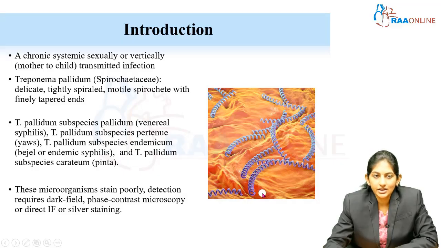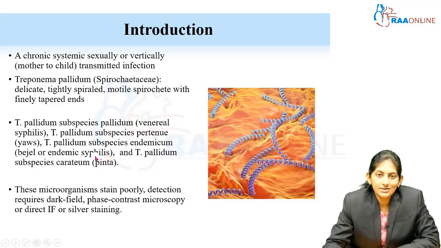So in the picture what you see here are those tiny, very tightly spiraled organisms. These are nothing but the Treponema pallidum. They belong to the Spirochaetaceae family. These motile spirochetes cause syphilis, yaws, pinta, and bejel, known as endemic syphilis. So Treponema pallidum can cause a wide variety of illnesses. Syphilis is the one which is known, occurring worldwide. Yaws, pinta, and bejel are mostly seen in South American regions and in African countries.